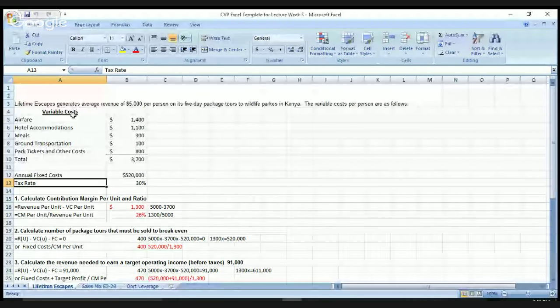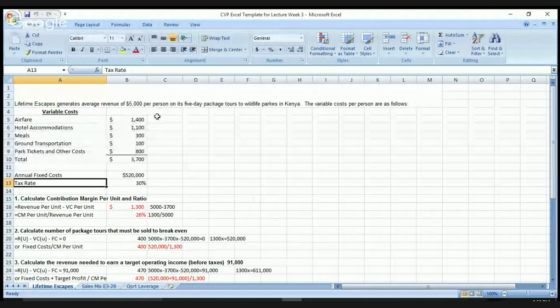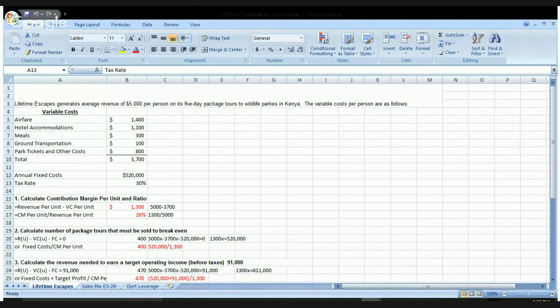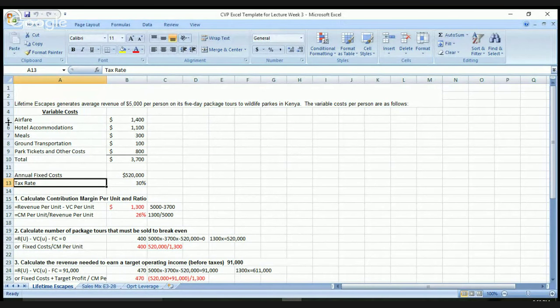Now, Lifetime Escapes generates an average revenue of $5,000 per person on its 5-day package tour. The variable cost per person is as follows. The airfare is $1,400. My hotel accommodations is $1,100. My meals equal $300. My ground transportation is $100. Park tickets and other costs is going to cost me $800. So my total variable cost per person is $3,700. My annual fixed costs are $520,000, and my tax rate is 30%.